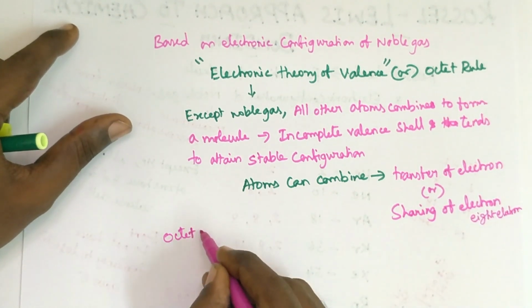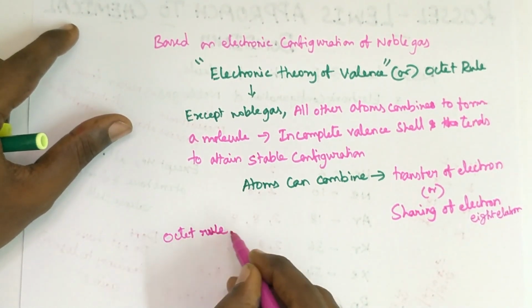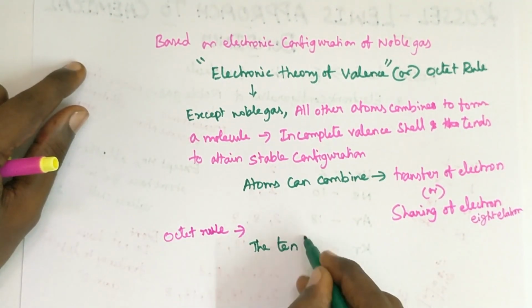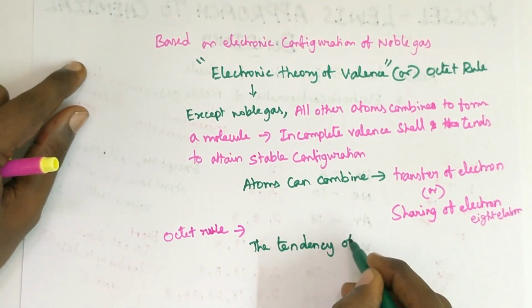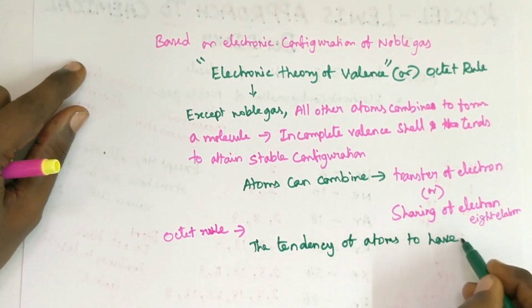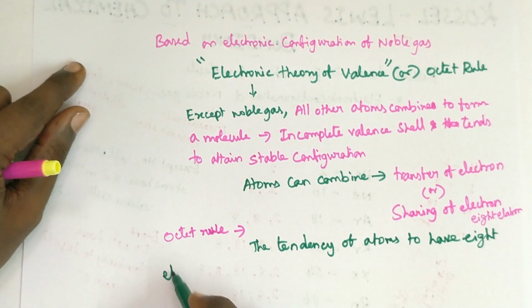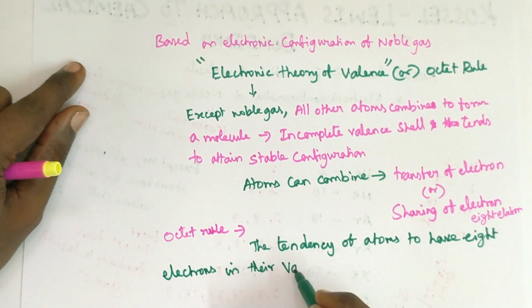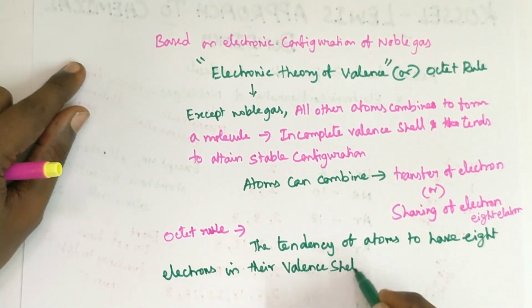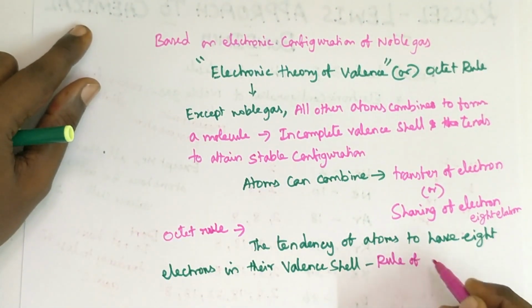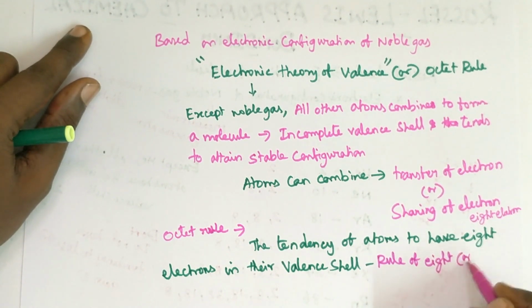Based on this, they defined the octet rule as the tendency of atoms to have 8 electrons in the valence shell, called the octet rule or rule of 8.